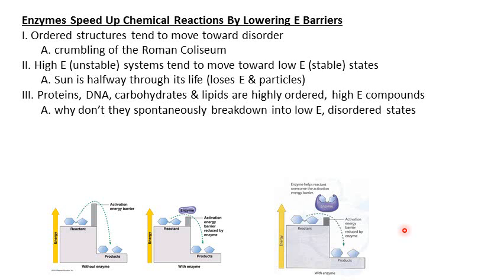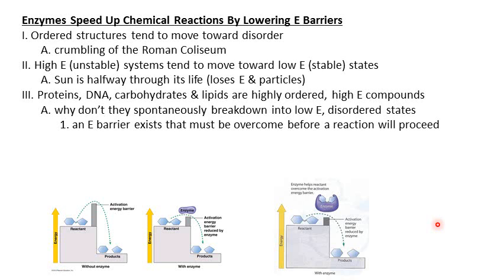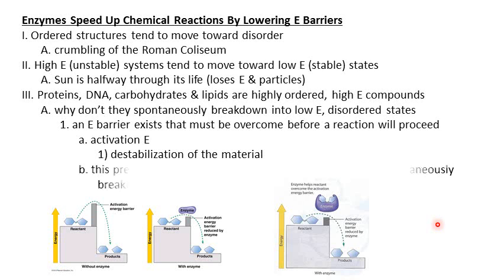The reason they don't, once again, goes back to what we were talking about earlier. There is this high energy wall that prevents them from just breaking down rapidly. So this energy barrier must be overcome before you can start getting these changes. And that wall, that barrier, is called the activation energy. It's where the reactants have become destabilized enough that it's conducive to changes occurring.